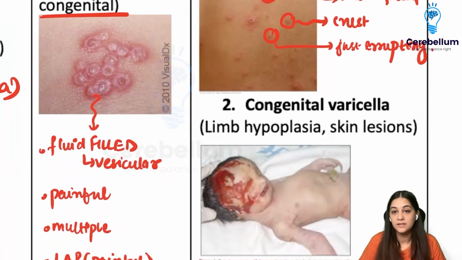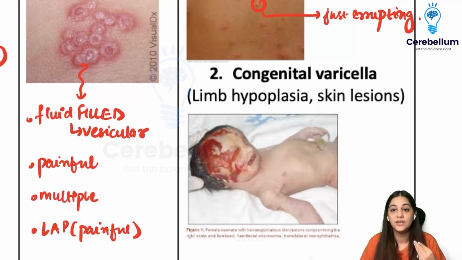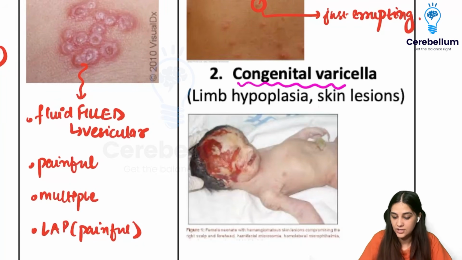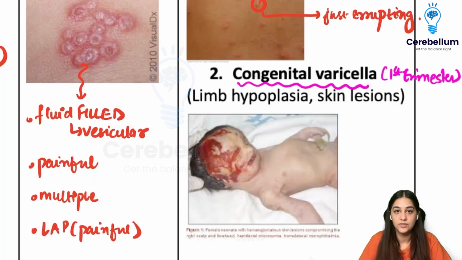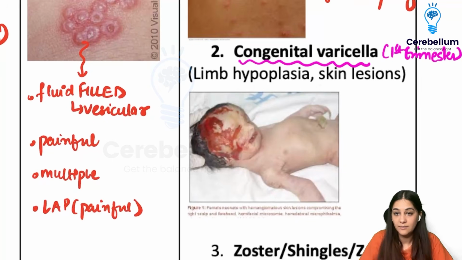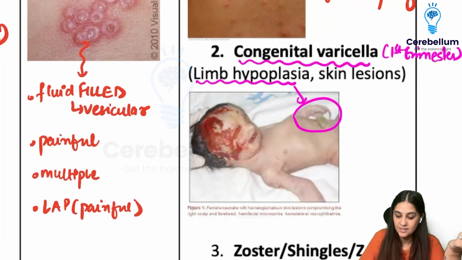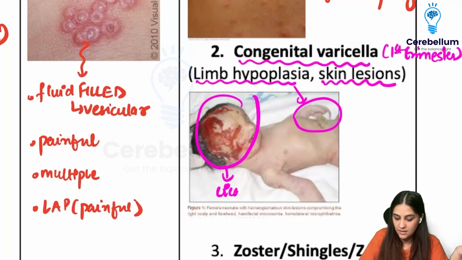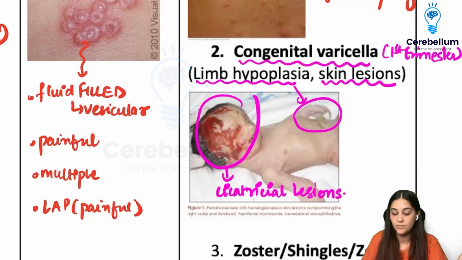Now, if a mother catches chickenpox during her first trimester of pregnancy, she can have congenital varicella. So, what is going to happen to the baby? Because organogenesis is taking place during that time, the baby can have limb hypoplasia. That means if you see the limbs, they are very small and hypoplastic. And you can have skin lesions, something like this. These are called cicatricial lesions, and this is what a congenital varicella syndrome would look like.